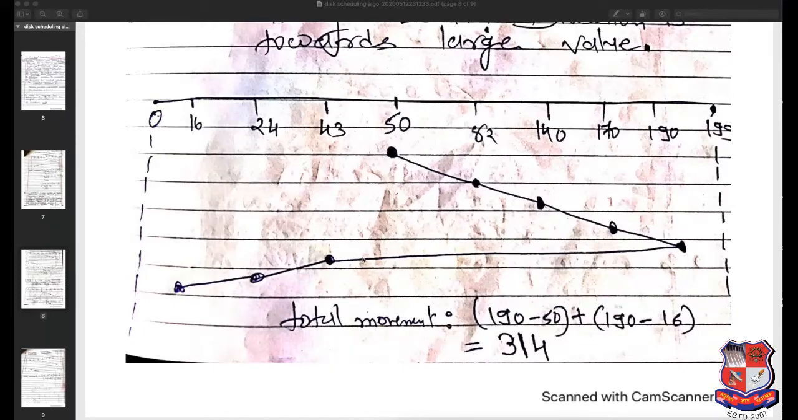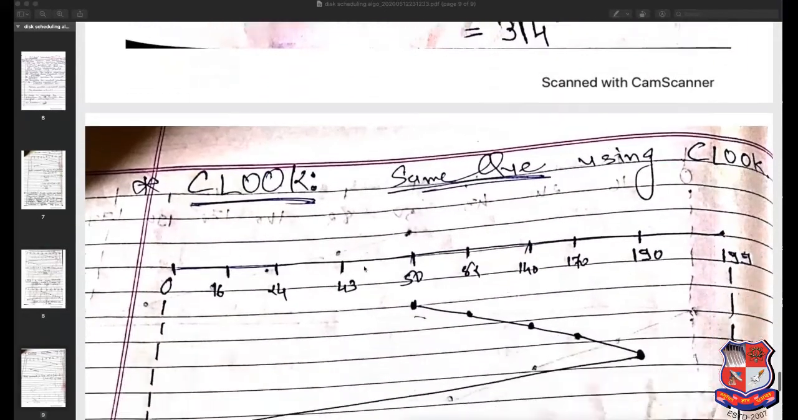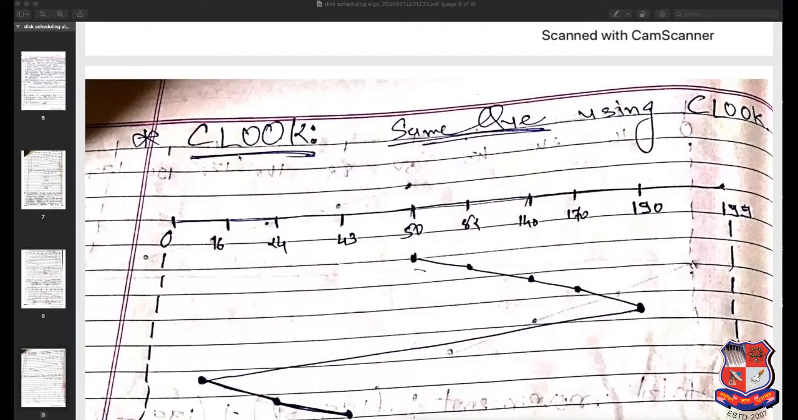Okay, so my last disk scheduling algorithm is C-LOOK, the circular look. For the circular look I consider the same question as for FCFS, SSTF, SCAN, C-SCAN, and LOOK. My total track count is 200, so 0 to 199, and I put all the request tracks into ascending order: 16, 24, 43, 50, 82, 140, 170, up to 190.